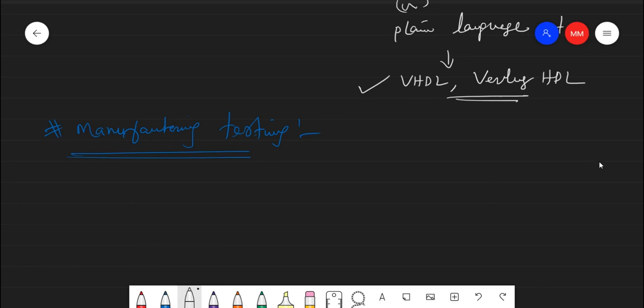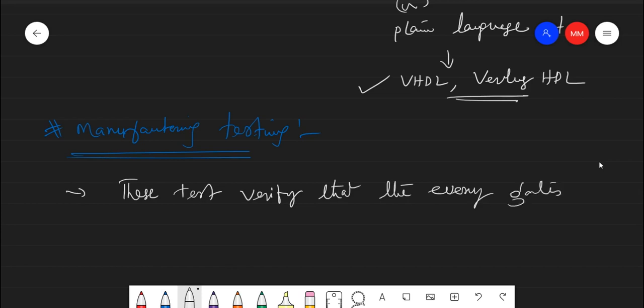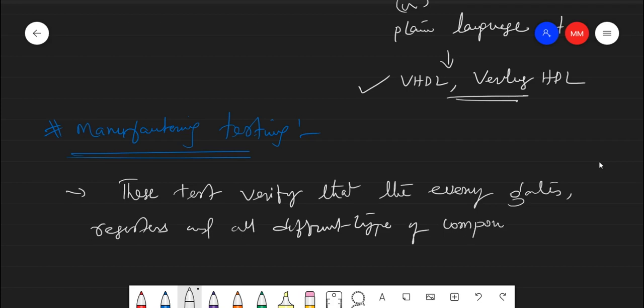If I make a note here: these tests verify that every component, gates and resistors and all different types of components in the chip or die, functions correctly.